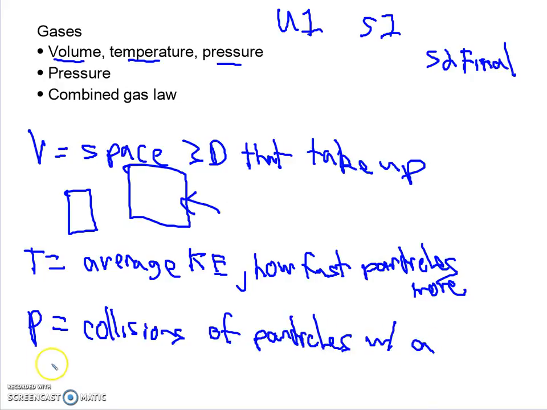with a surface. I know my handwriting's bad, but listen to me and then you can still know what I'm writing. Collisions of a particle with a surface. Okay, and this is from random molecular motion. Now pressure, I put it on here twice, even though I just said it.